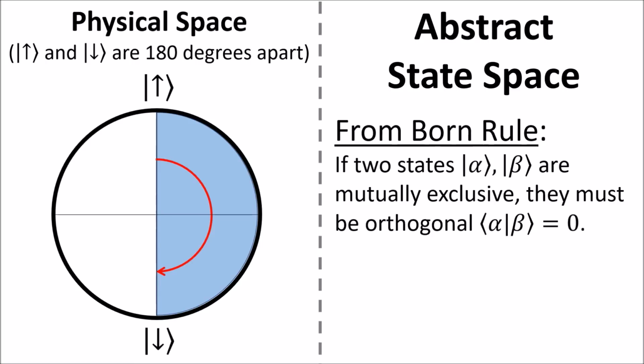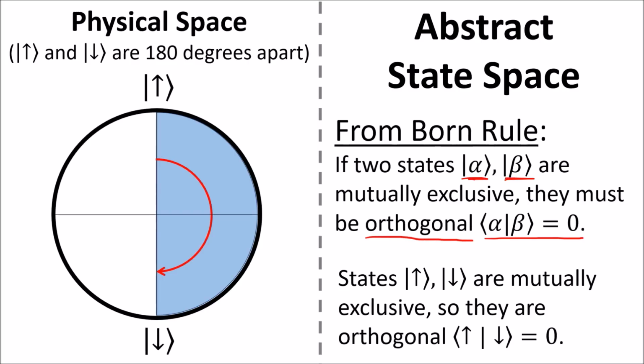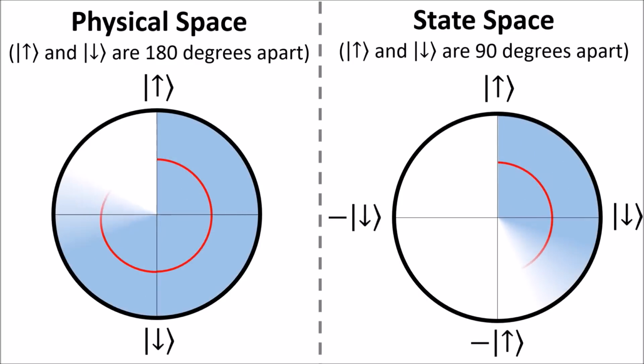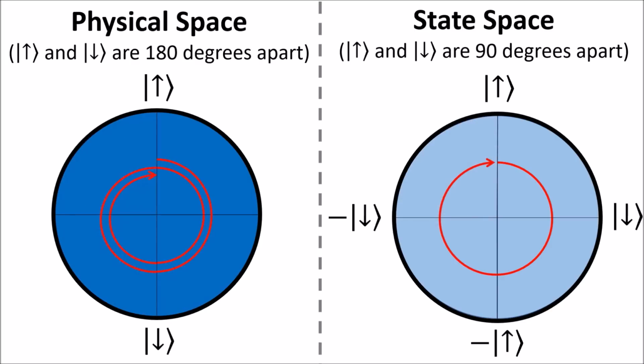The rules of quantum mechanics tell us that when two states are mutually exclusive, they must be orthogonal. The spin-up and spin-down states of a particle are mutually exclusive, and so they are orthogonal, separated by 90 degrees. So here, we see there's an angle doubling relationship between these two spaces. A 90-degree turn in the abstract state space corresponds to a 180-degree turn in physical space. This means that doing a full turn in the state space corresponds to 2 full turns in physical space.